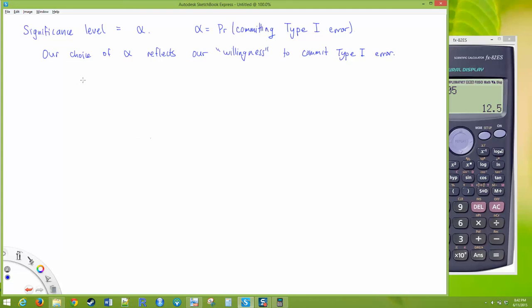On the other hand, beta, what is beta? Beta is equal to the probability of type 2 error. And what do we call 1 minus beta? This is power. All right, so let's just review.